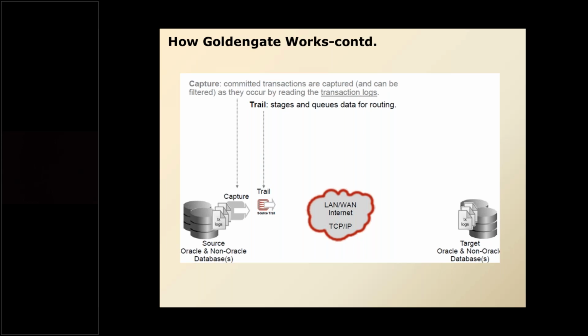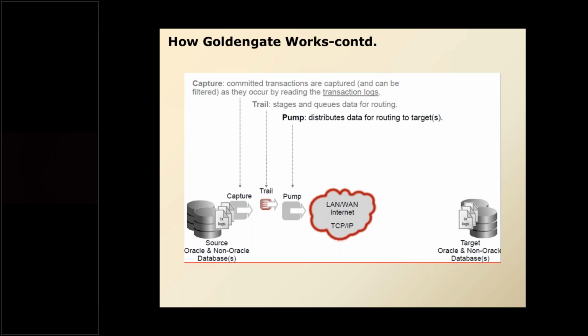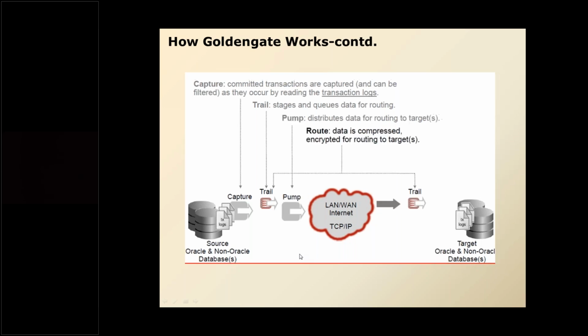A trail file which resides on the local machine, on the source machine, is known as a local trail. So the capture process captures the data and writes it to the local trail. As soon as data becomes available in the local trail, the Goldengate data pump process reads the data out of the local trail, sends it over the TCP/IP network, and writes it to the remote trail on the target machine.